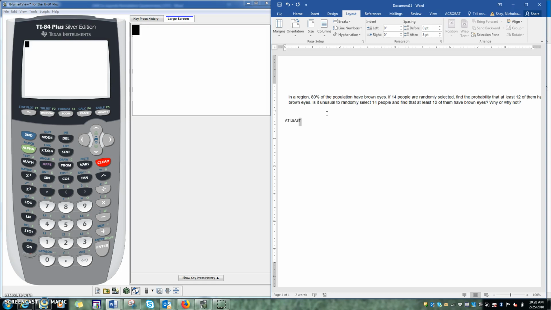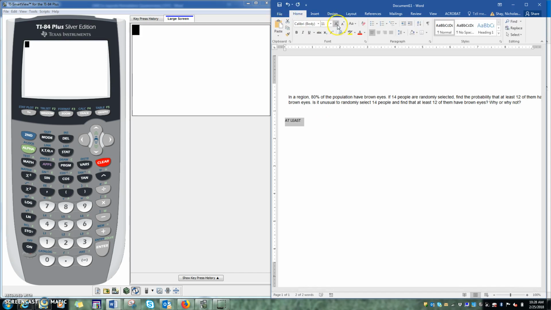At least is greater than or equal to 12, right? Because if I need to have at least 12 people with brown eyes, it would be okay if we had 12 or 13 or 14, because we're going to pick 14. We want 12 or more. So another way to say at least is greater than or equal to, or 12 or more. So when we do our binomial PDF probabilities here, we're going to need to do binom PDF.